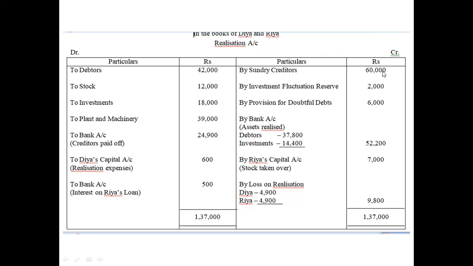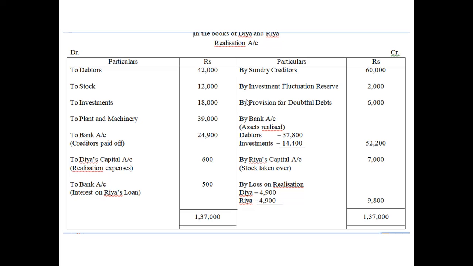Ria's loan will not appear. General reserve is an accumulated profit, so it will not appear. After that we have investment fluctuation reserve, and the provision for doubtful debts which we extracted from the asset column. Now we have written three items here. After that you move on to the adjustments. What is written here: the creditors were paid off by giving them plant and machinery at 10% less than the book value and the balance in cash.